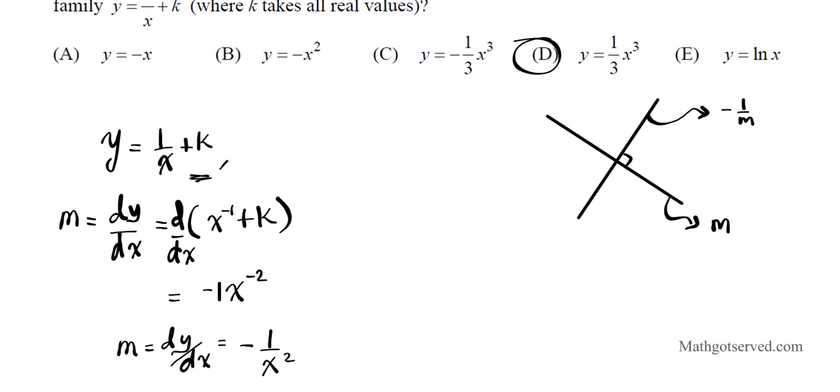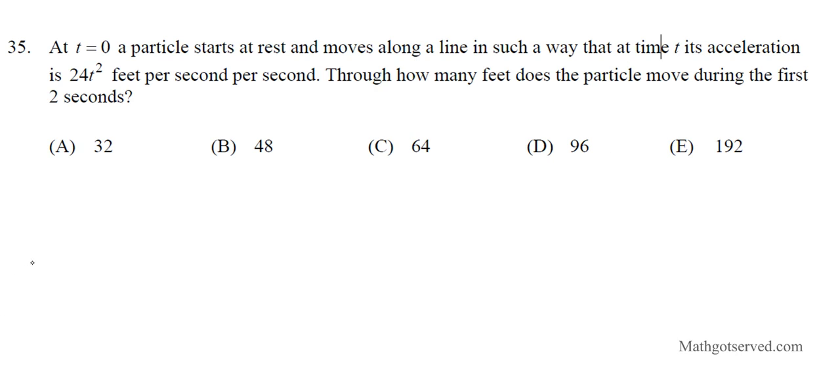All right, now let's move on to the next question, 35. It says a particle starts at rest and moves along a line in such a way that at time t, its acceleration is 24 t squared feet per second squared. Through how many feet does the particle move during the first 2 seconds?